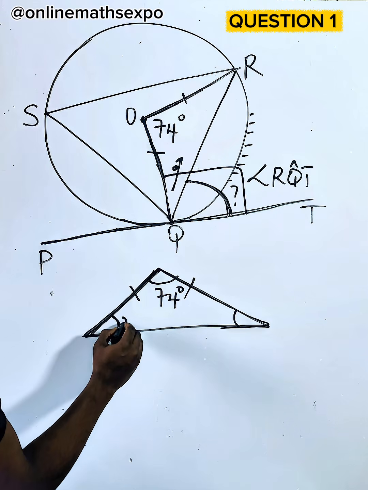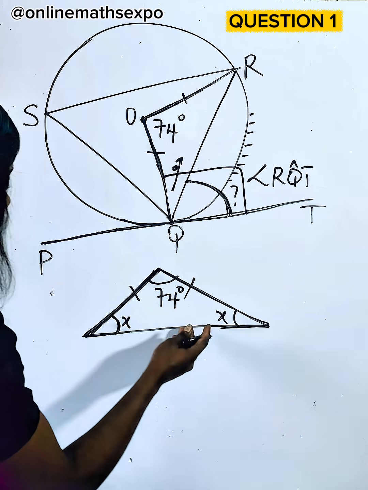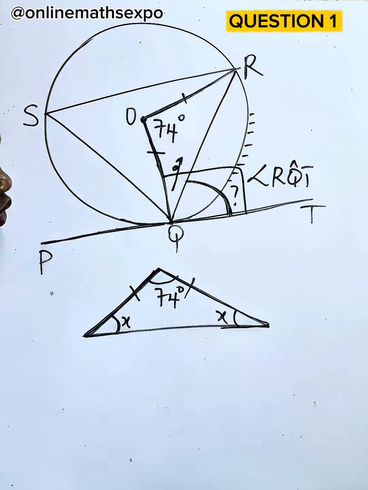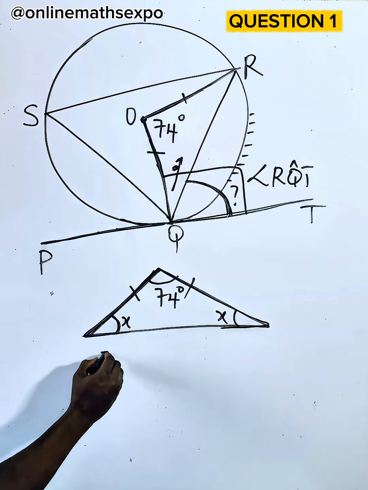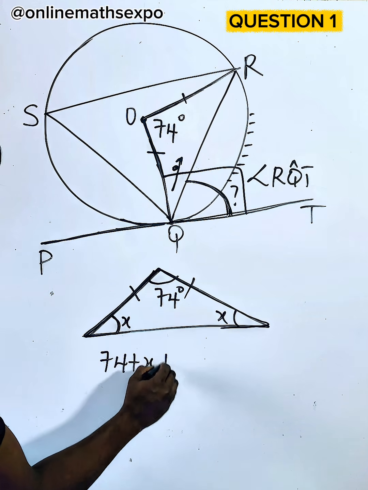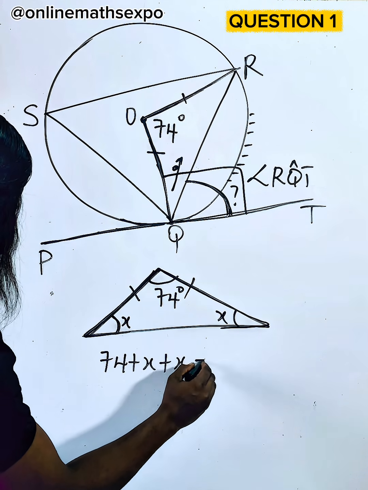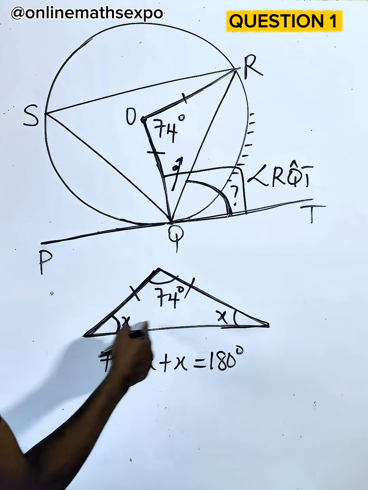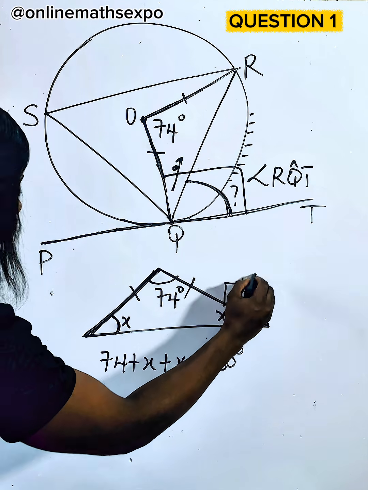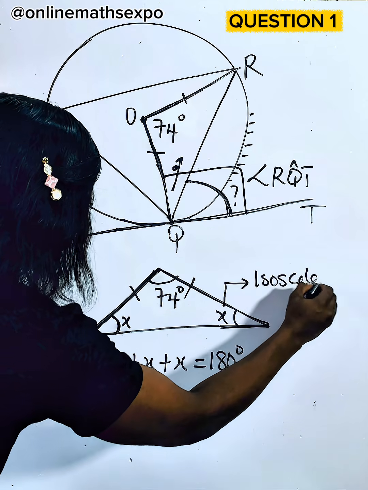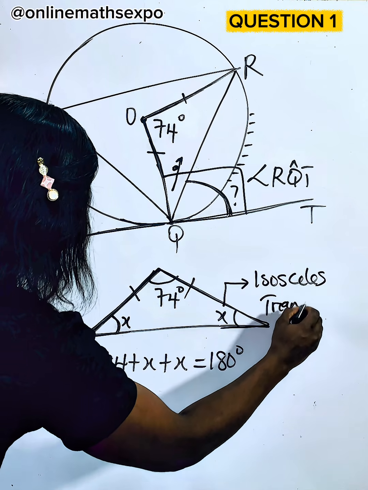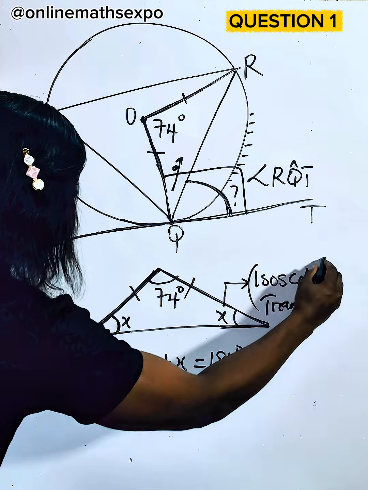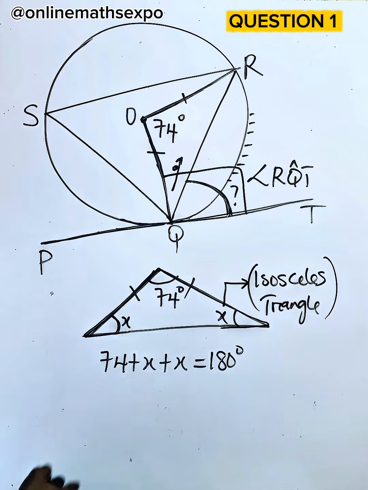Let's say that this angle here is x and this one is x. So we're going to have 74 plus x is equal to 180 degrees. Why are we having these two places as x? It is because it is an isosceles triangle. That is our reason for having it, because for isosceles, the base angles are the same.